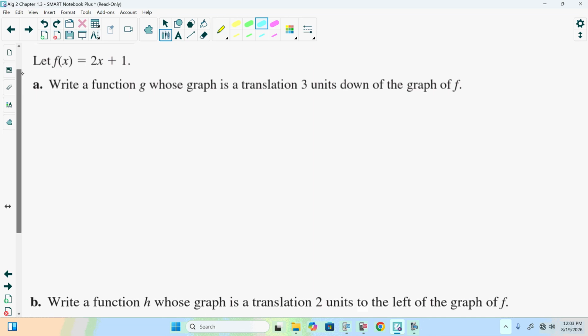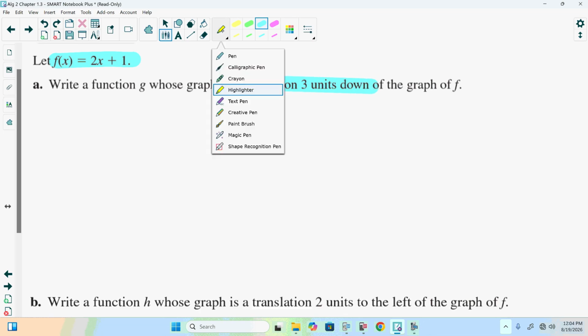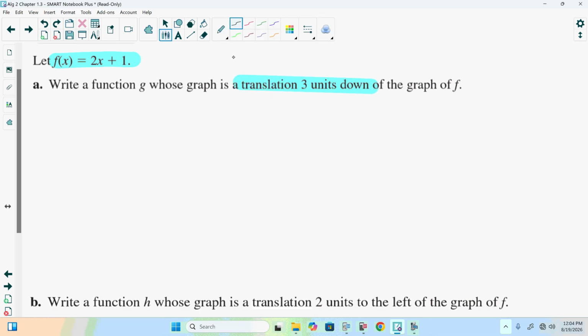So what we're going to be doing is actually applying these transformations. Now, one thing we do need to get down is the function itself, f of x, and we're going to be doing a translation of 3 units down. So you can do a, and then we can write f of x equals 2x plus 1, and we're doing a translation 3 units down. And we're going to call the new function g of x.